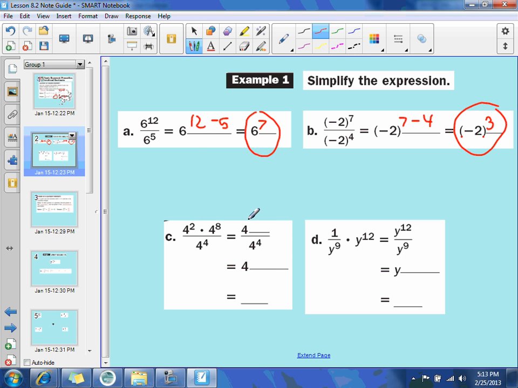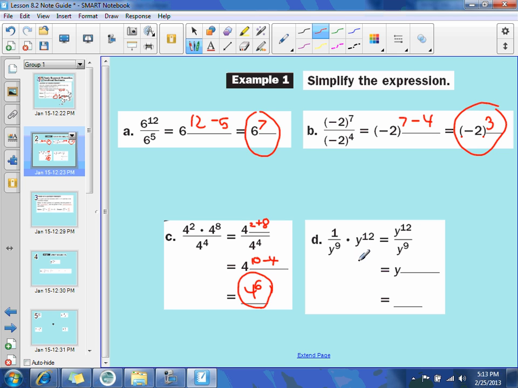If you've got multiplying and dividing going on, simplify. Simplify the top. So 4 to the 2nd power times 4 to the 8th power actually gives you 4 to the 10th power. Minus that 4 to the 4th power in the denominator, we're going to subtract those exponents. Your answer is 4 to the 6th power. So there were 10 4's in the numerator, and then 4 4's in the denominator, left us with this.